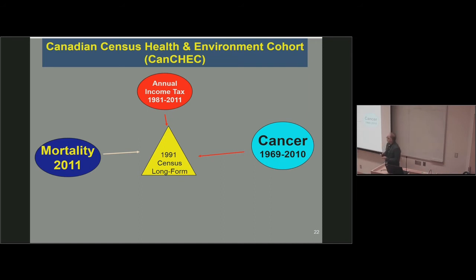And we've linked them back, starting in 1981 to, well, this is 2011, and we're going to do some more linkage. And from the income tax returns, we know your home address. In fact, what we know is your home address postal code. And the postal code in Canada is a much smaller geographic area than a zip code. It basically is a city block, so it might be 10 or 15 households. So it's a very small area.